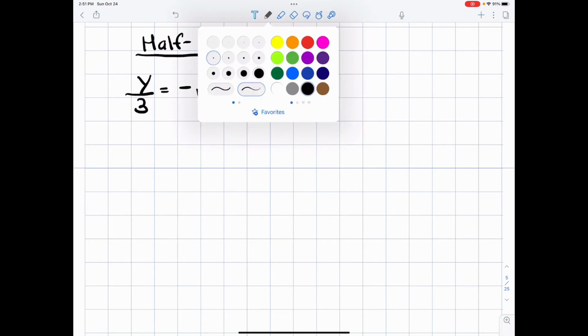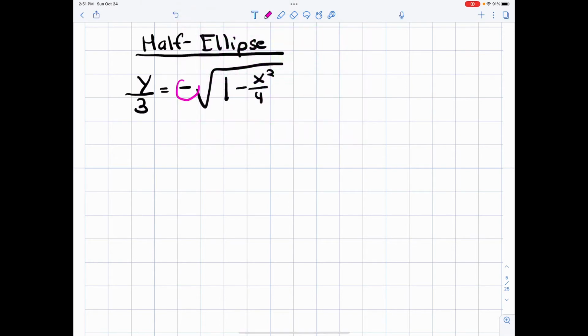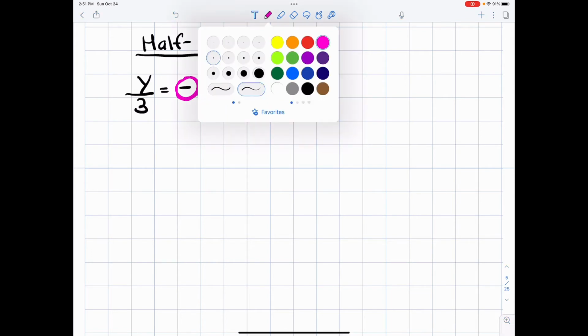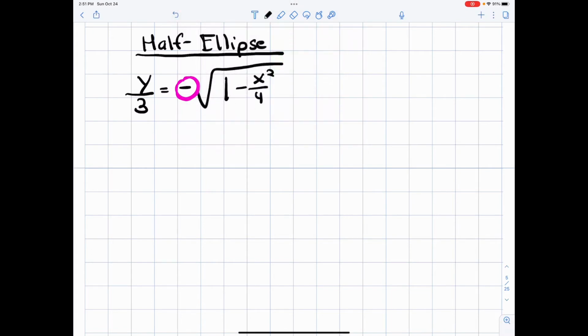Okay, right now that negative sign right here is something to think about. This is telling me that since the y over 3 has to equal a negative, it wants the bottom half of the ellipse. It wants the part where all the y values are negative. So when I go to graph it, I'll just need to remember that. But let's work it out so that we can get the equation into that standard form that we're familiar with.